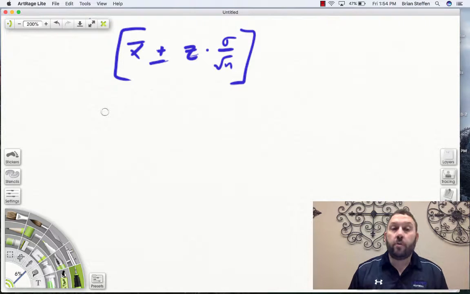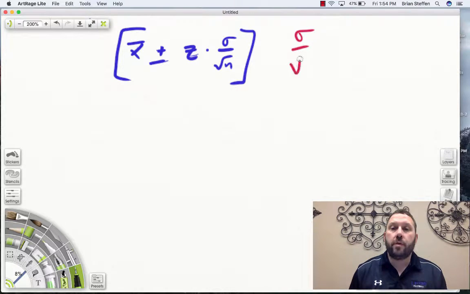All right, so here's our formula for finding a confidence interval for the mean of a sample: x bar plus or minus z times sigma over root n. We've already talked a little bit about some names, but I'm just going to share a couple other names with you, so that you don't get confused.